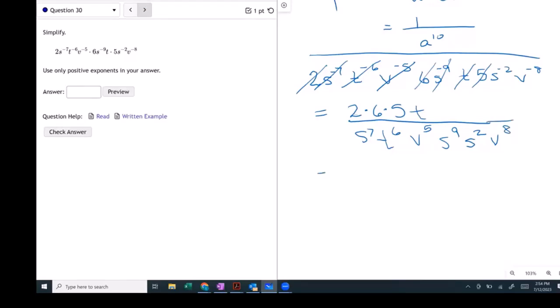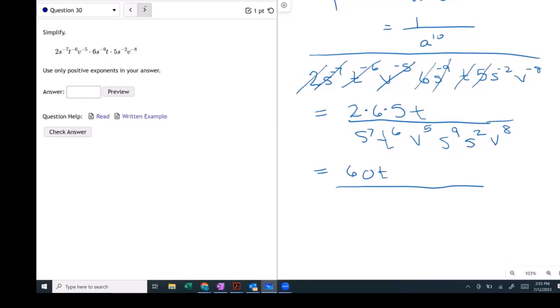And then we multiply 2 by 6 by 5. And you know what? It might even be easier to multiply 6 times 5, which is 30. Times 2, 60. Isn't that easier than 12 times 5? For most people it is. If it's not for you, then it doesn't matter.